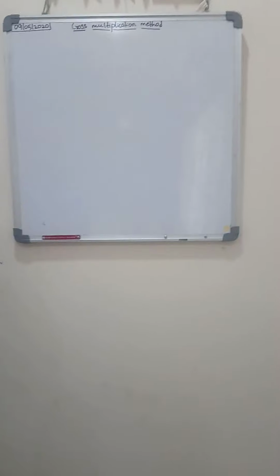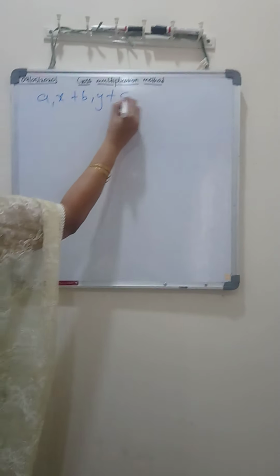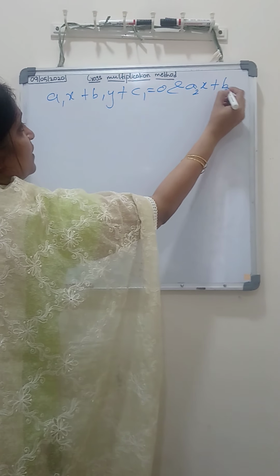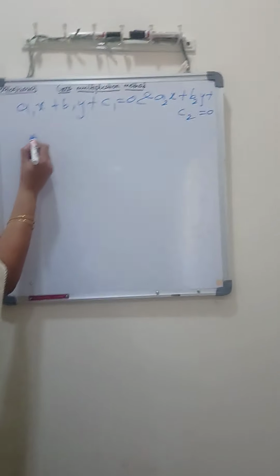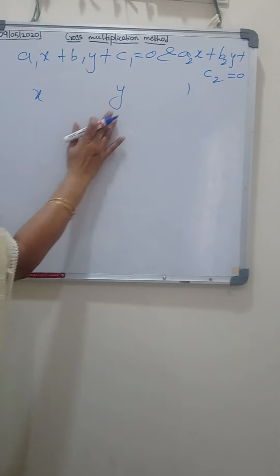Let's discuss in today's class about a cross multiplication method of solving a pair of linear equations. So consider the linear equations a1x + b1y + c1 = 0 and a2x + b2y + c2 = 0. Now write like this, children: x, y, 1, constant x, y and 1.